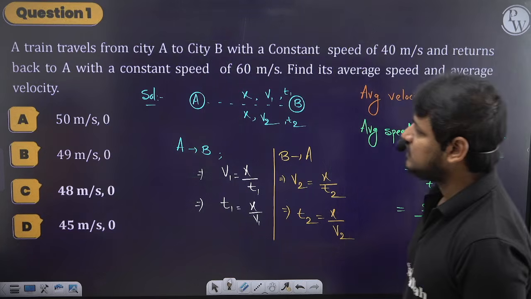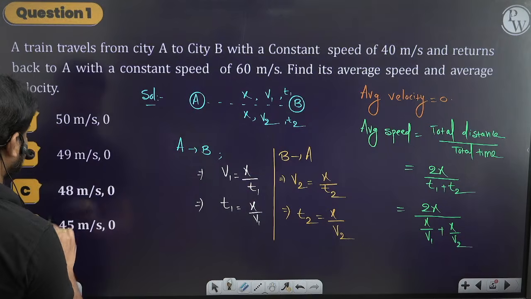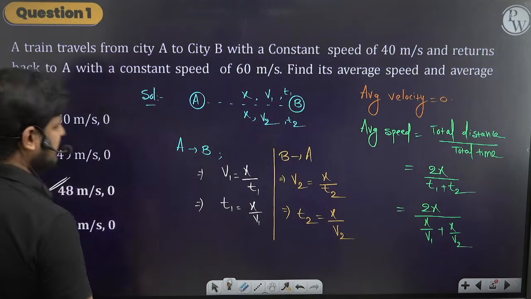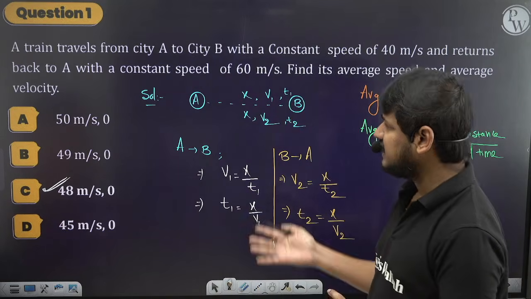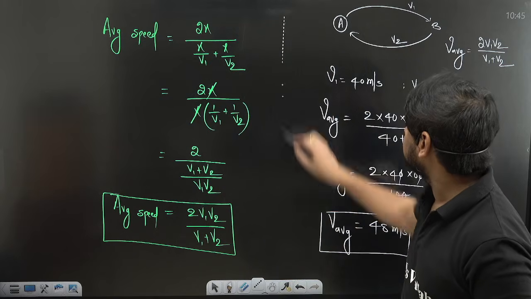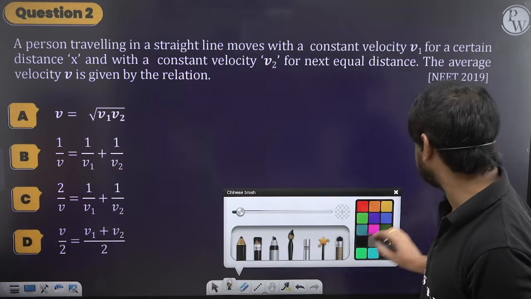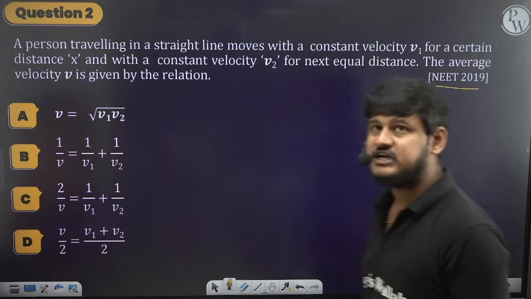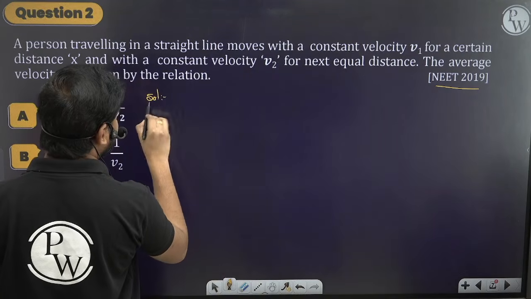Clear? So 48 meter per second is the average speed and the average velocity is 0. So option C is the correct one. Hope you guys understood. Clear? Any doubt here? Chalo. So let's move further and go for the next question, which was asked in NEET 2019. Pause the video and try this question on your own.